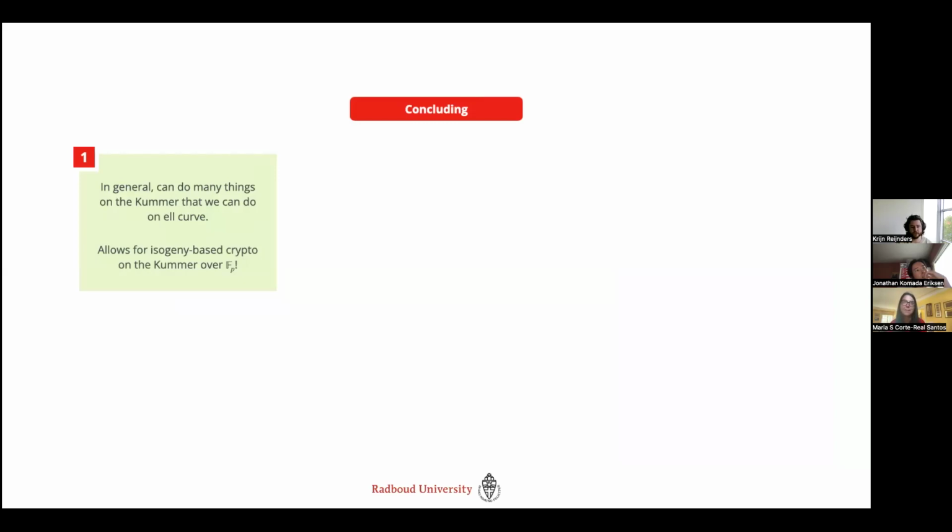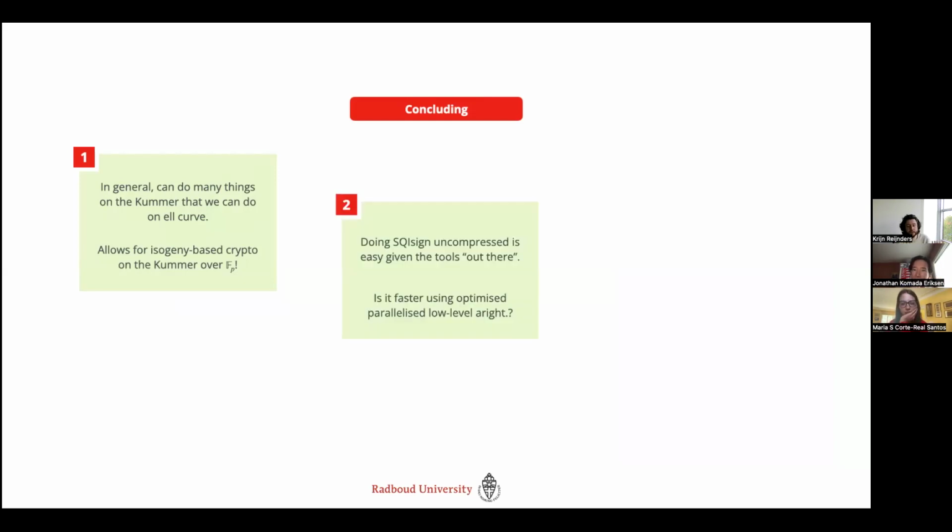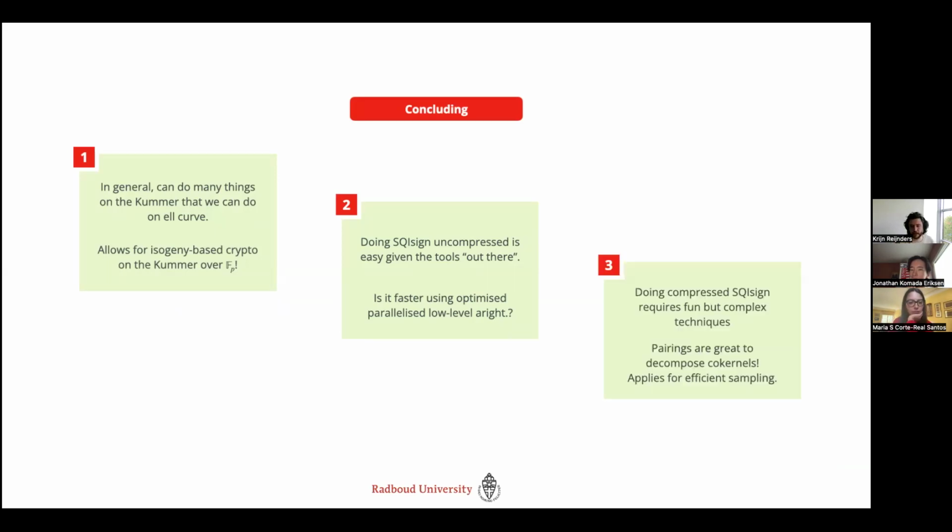And it really helps also to develop your general sense of what you should be able to do on the Kummer line for an elliptic curve, for example. But then with Scholten's construction, it also allows us to do isogeny-based cryptography on the Kummer over FP. But then doing SQIsign uncompressed is actually quite easy, given the tools that were already out there, the work by Costello and so on. And now our question in our future work really is, can we also do this faster than doing it over elliptic curves if we use this optimized, parallelized, low-level arithmetic?